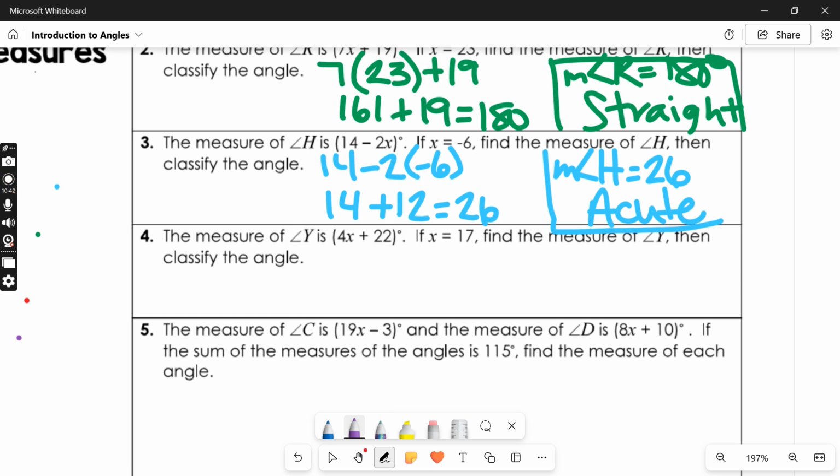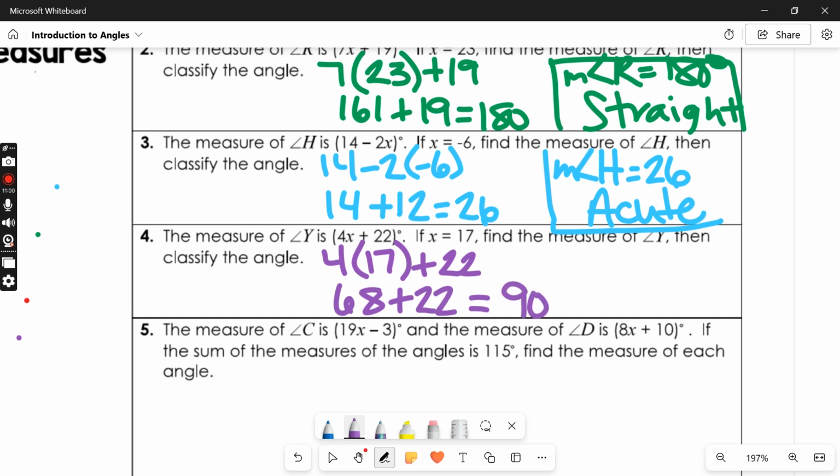The measure of angle y is 4x plus 22. If x is equal to 17, find the measure of angle y. So 4 times 17 plus 22. 4 times 17 is going to be 68, plus 22, which is 90. So the measure of angle y is 90 degrees, which is a right angle.